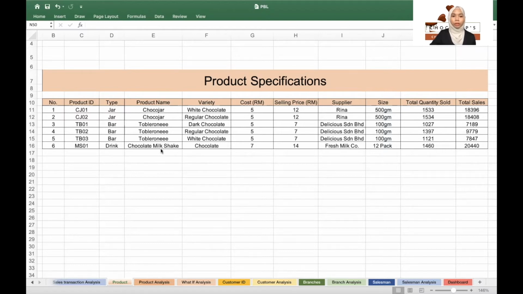This is the only drink that we sold. The cost for the first two products is 5 ringgit, and for chocolate milkshake, the cost is 7 ringgit. The selling price for Chocodap is 12 ringgit, Toblerone 7 ringgit, and chocolate milkshake 14 ringgit. So this is our supplier. The size for Chocodap is 500 gram, Toblerone 100 gram, and chocolate milkshake is 12 bag.